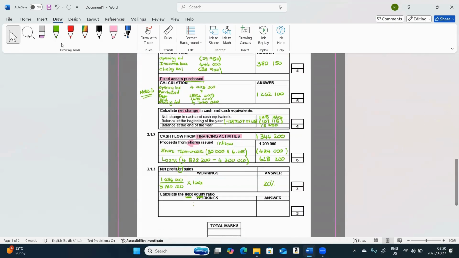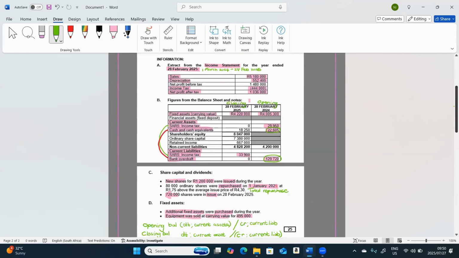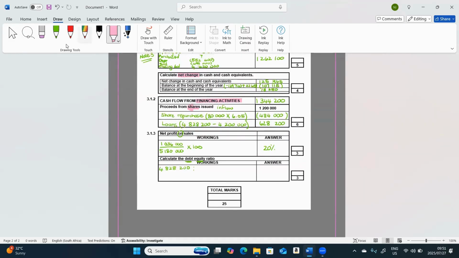Your non-current liabilities at the end of the year is 4,828,200. Okay, so we are going to write that. So it's going to be 4,828,200, right? Okay, that is our long-term debt. And then let's go get our equity. Our shareholders' equity also was given to us. There it is, right? We just got our non-current liabilities, and that has to be in relation to our total shareholders' equity of 8,047,000. So it's 8 million.